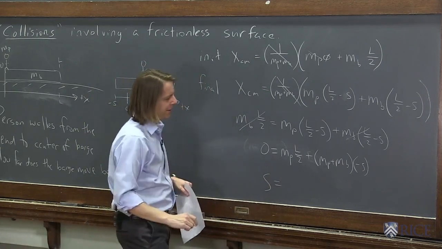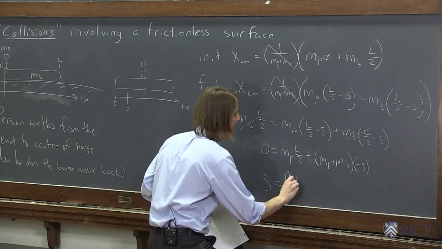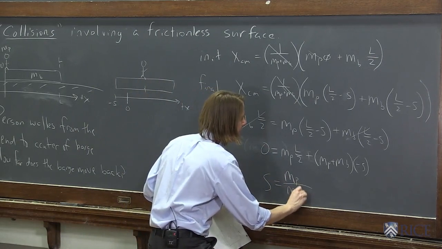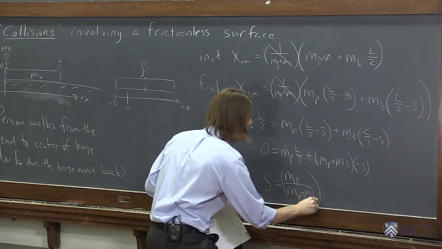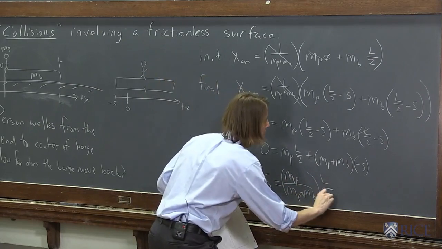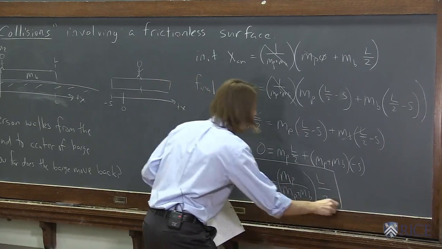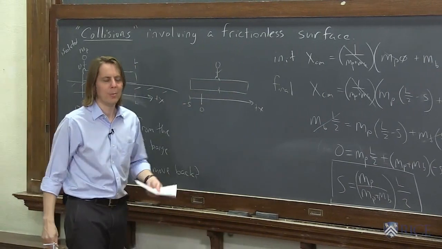And what you get is s equals mp over (mp plus mb) times L over 2. So that is how far it shifts. It depends on the ratios of our masses.